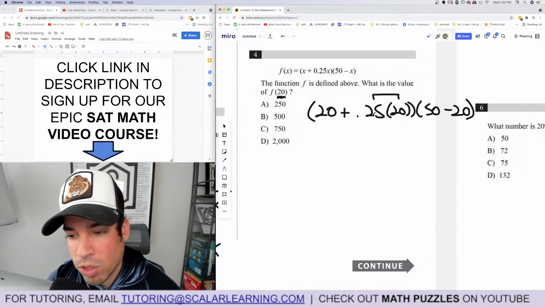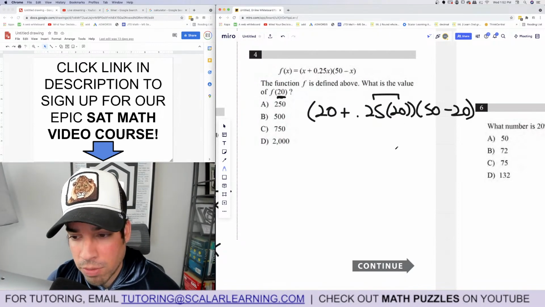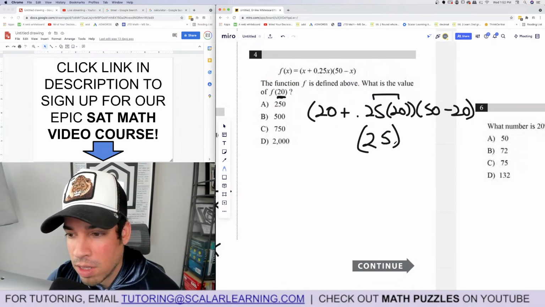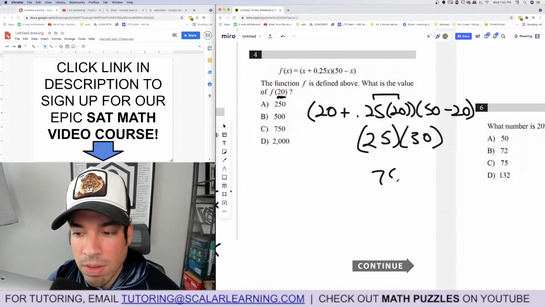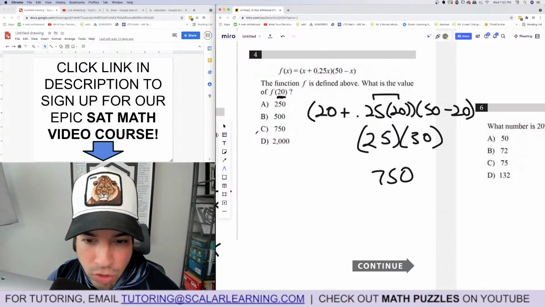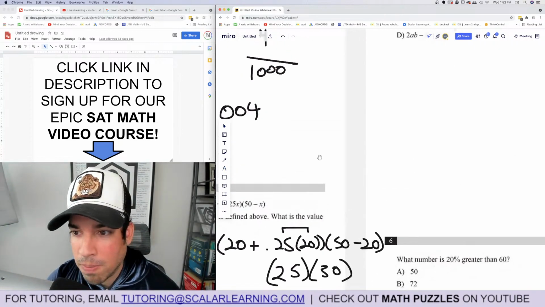So 25.25 times 20, which is a fourth of 20, is 5. So 20 plus 5 is 25. And then this one is 50 minus 20, which is 30. 3 times 25 is 75. So 30 times 25 is 750. C is the winner. Done.